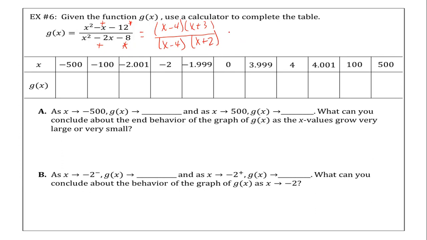Oh, there's a hole. So this is going to lead to, I simplify, so we have x plus 3 over x plus 2. And this is with a hole where? At x equals 4, because 4 minus 4 would make it 0. We did that completely without a graph. Was it terrible? No, it wasn't.